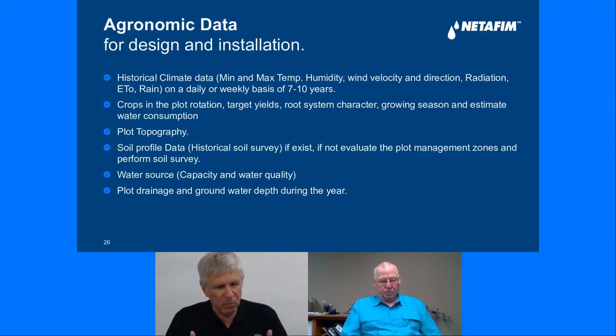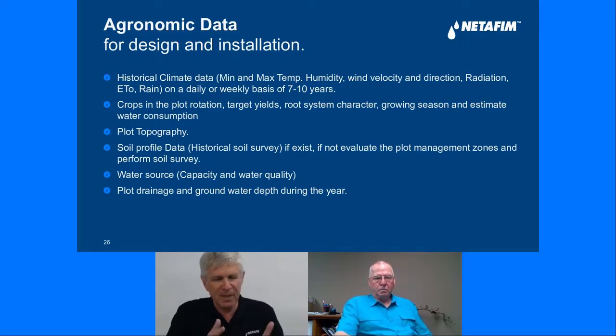So, first of all, I would like to have some historical climate data. When I refer to historical climate data, I speak about minimum and maximum temperature. We're speaking about wind velocity and direction. We're speaking about radiation. And from these items, I can get the evapotranspiration, the reference evapotranspiration, or in short, ETo. And I would like to have some estimation of the rain quantities.